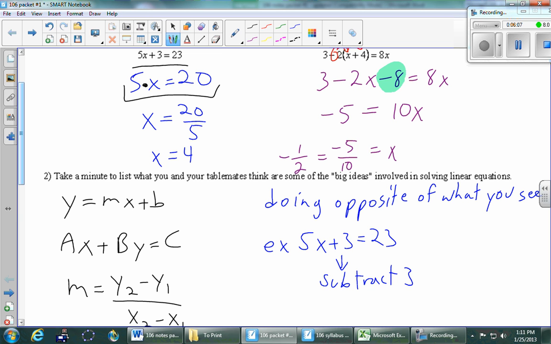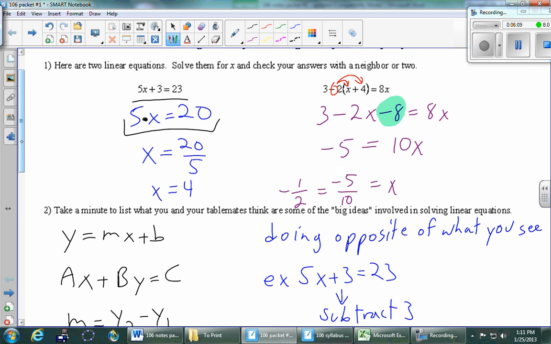Okay. And then one more thing I want to say about this equation. We didn't just subtract 3 from the left-hand side, because that would be cheating. What did we do? Subtract from both sides, right? You have to do the same thing to both sides. Whatever you do to one side, you must do to the other.